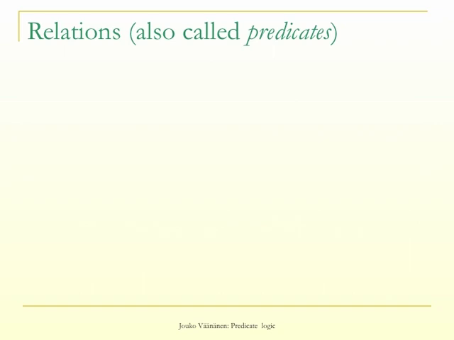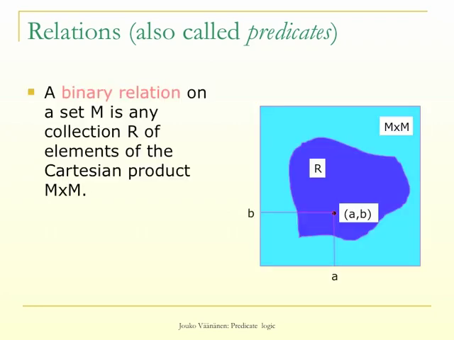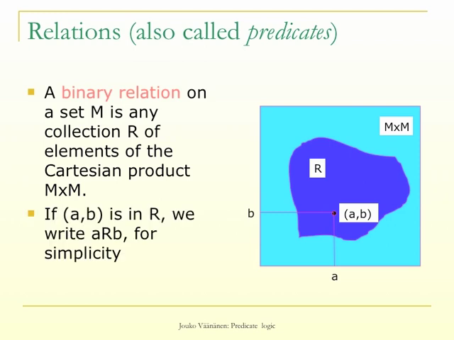Relations, also called predicates, are the basis of our structures. A binary relation on a set M is any collection R of elements of the Cartesian product M times M. The Cartesian product, like this M times M, consists of all ordered pairs of elements from M. Ordered pairs, like in the picture, the ordered pair A, B. So A is often called the first coordinate and B is the second coordinate.